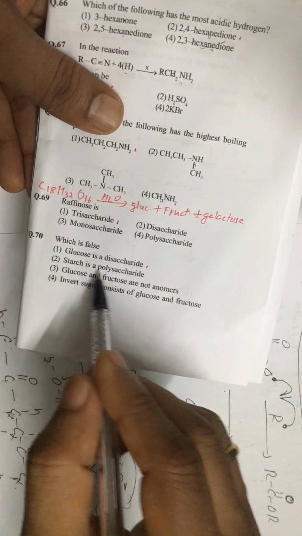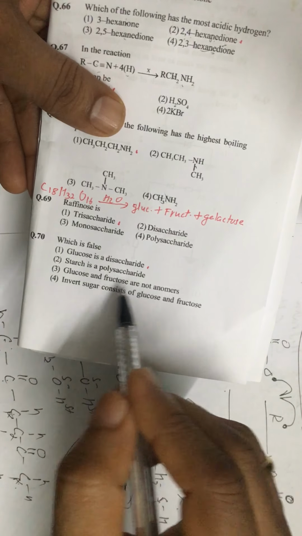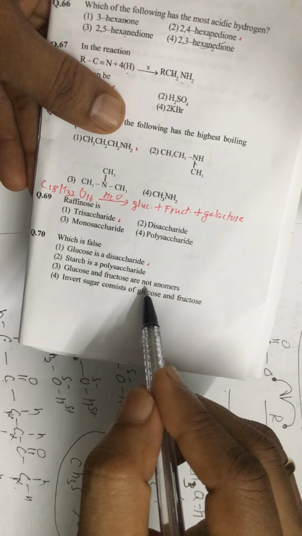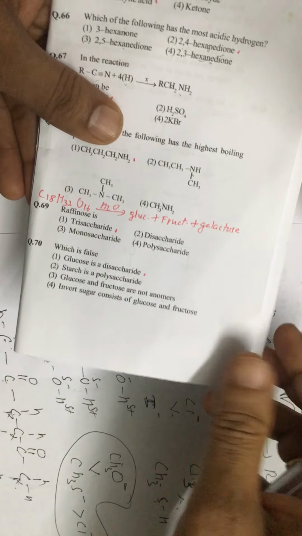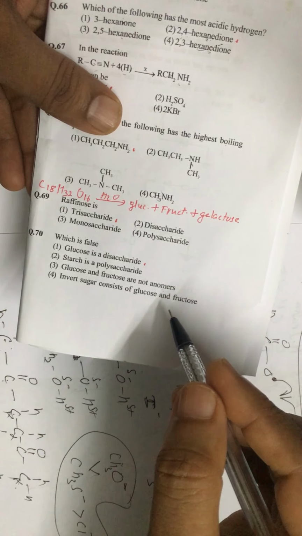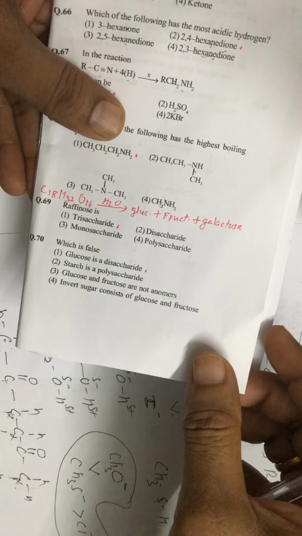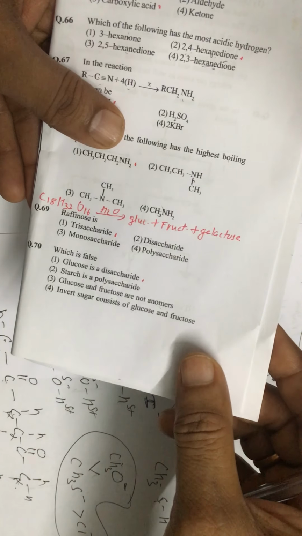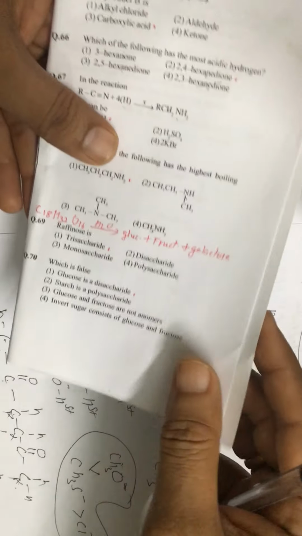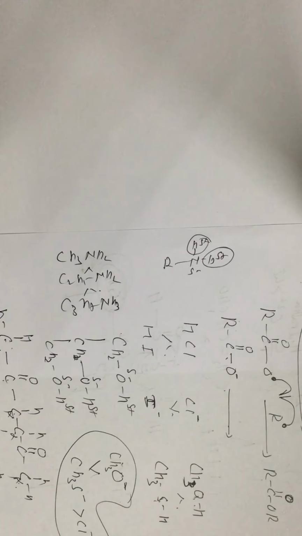Starch is a polysaccharide. That is correct. Glucose and fructose are not anomers. This is also correct. They are actually structural isomers, or functional group isomers. All right. And then question number 80.